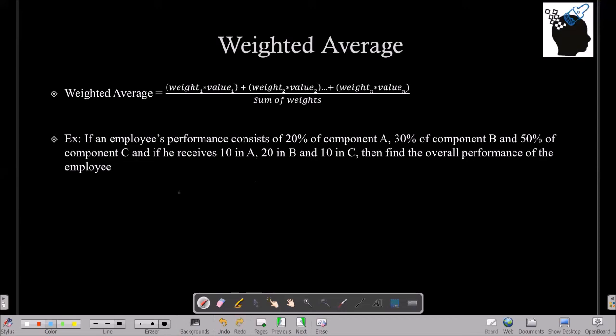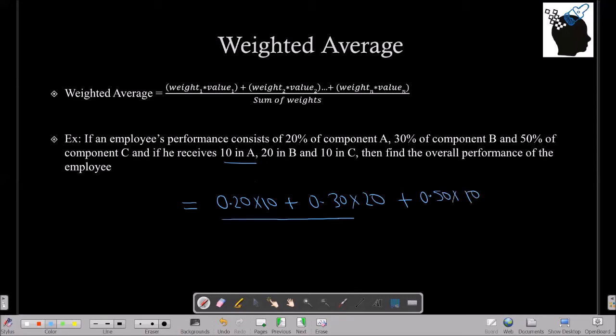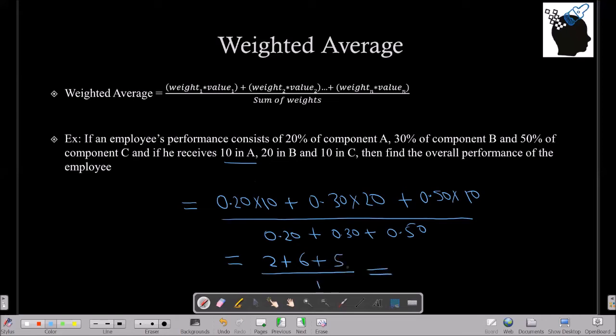So we are going to use the weighted average formula in this, which is nothing but weight in component A, which is 20%, multiplied by value in A, which is 10, plus weight in B, which is 30%, multiplied by value in B, which is 20, plus weight in C, multiplied by value in C, divided by the sum of all the weights. So 20% plus 30% plus 50%, which is nothing but 2 plus 6 plus 5 divided by 1, or nothing but 13.